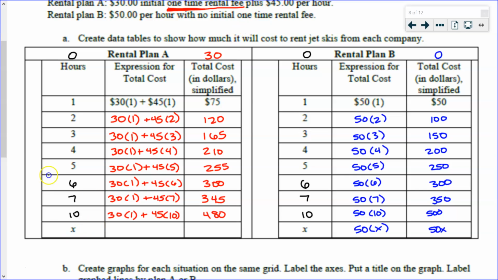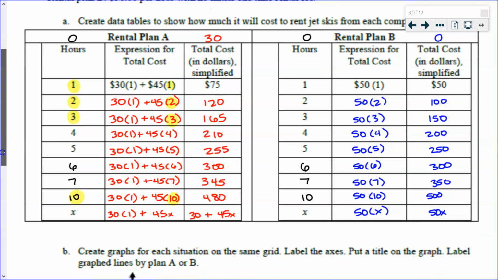Do you notice something in this one? 1 hour, so we multiplied the 45 by 1. 2 hours, we multiplied the 45 by 2. 3 hours, we multiplied the 45 by 3. 10 hours, we multiplied the 45 by 10. So what do you think that's going to be here for X? Give it a try, Jackson. Perfect. You have it. And then we would simplify this and get rid of some of the unnecessary stuff. Like what's 30 times 1? Just 30. And so in the simplified one, it would just be 30 plus the 45x. Nice and easy.